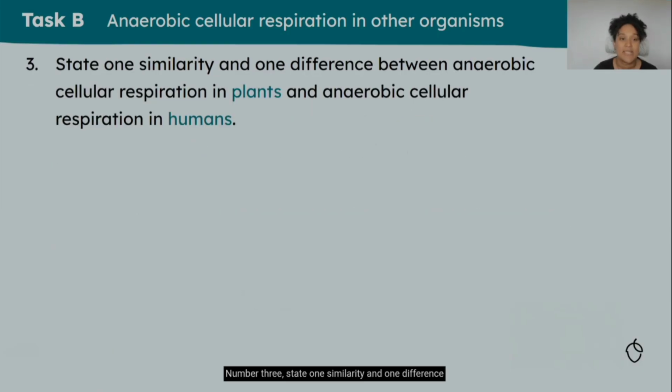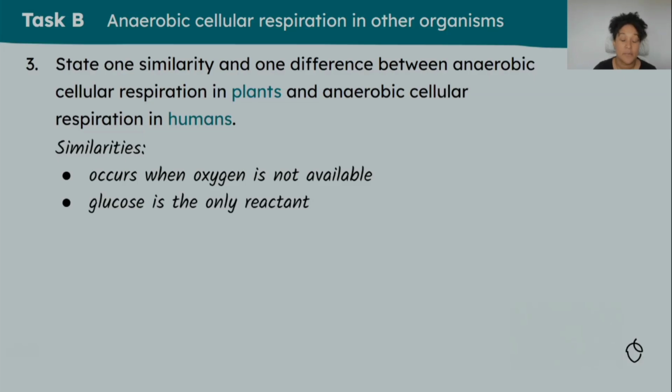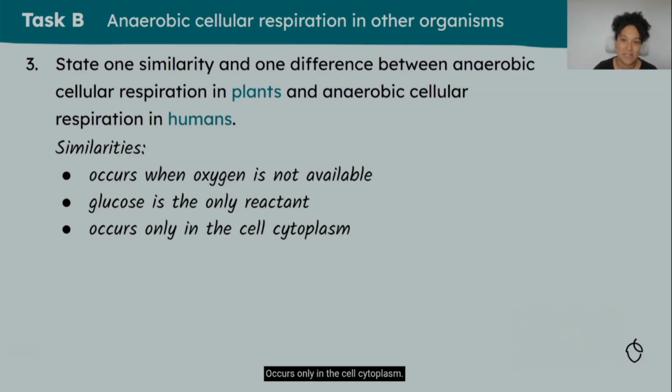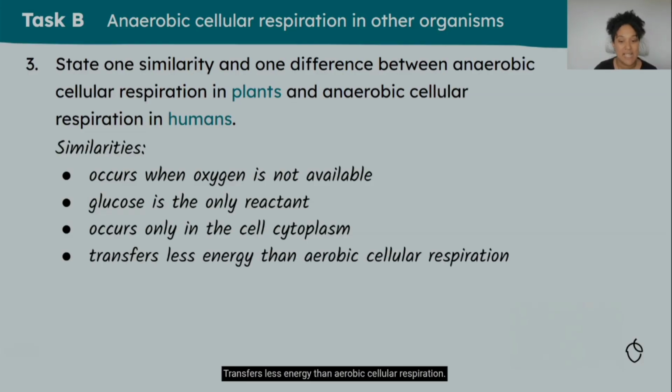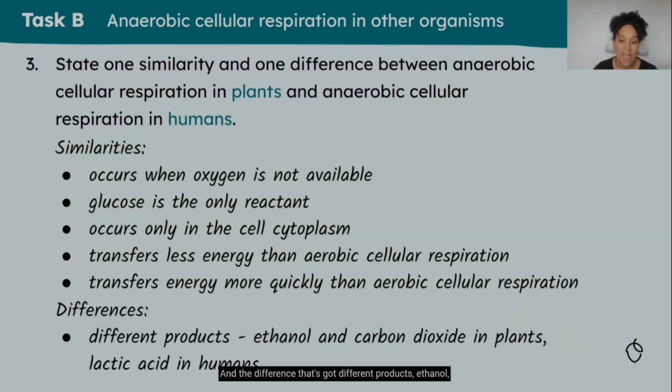Number 3, state one similarity and one difference between anaerobic cellular respiration in plants and anaerobic cellular respiration in humans. So the similarities: occurs when oxygen is not available. Glucose is the only reactant. Occurs only in the cell cytoplasm. Transfers less energy than aerobic cellular respiration. Transfers energy more quickly than aerobic cellular respiration. And the difference? It's got different products: ethanol and carbon dioxide in plants and lactic acid in humans.